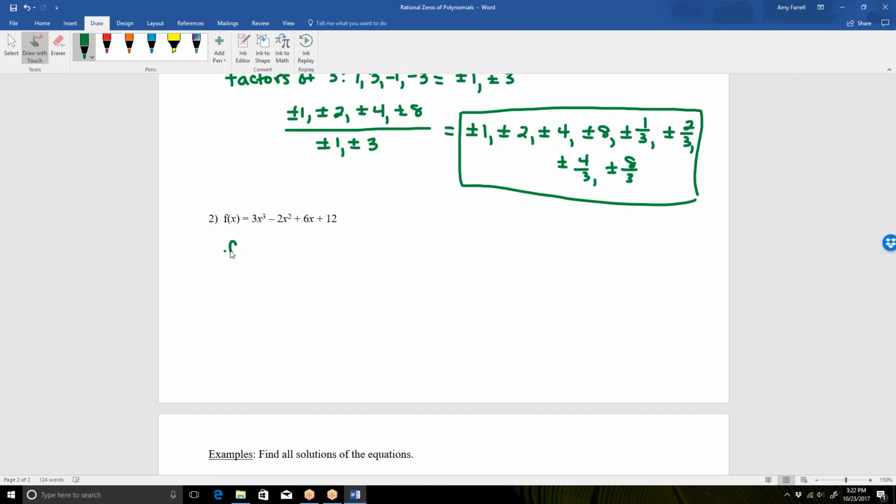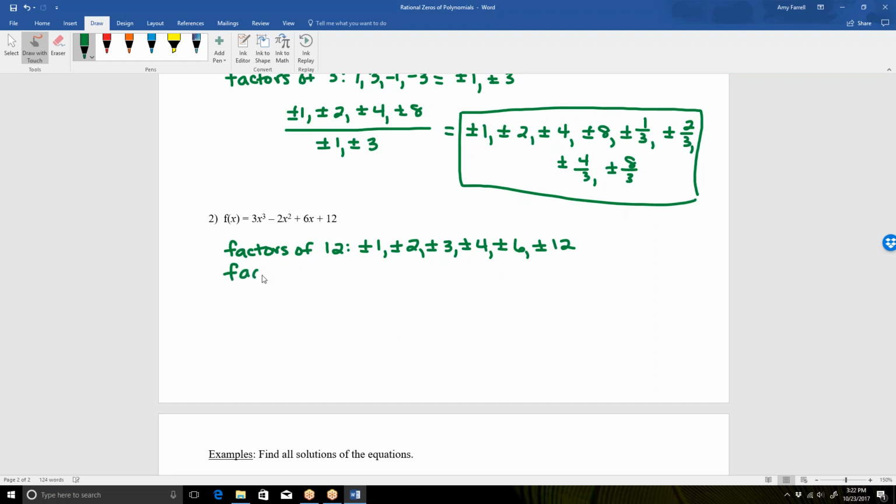So we start with factors of the number term or constant. Factors of 12 would be, I'm going to go ahead and just start with plus or minus. So plus or minus 1, plus or minus 2, plus or minus 3, plus or minus 4, plus or minus 6, and plus or minus 12. This is because 1 times 12 equals 12, 2 times 6 equals 12, and 3 times 4 equals 12. So all of those are factors of 12.